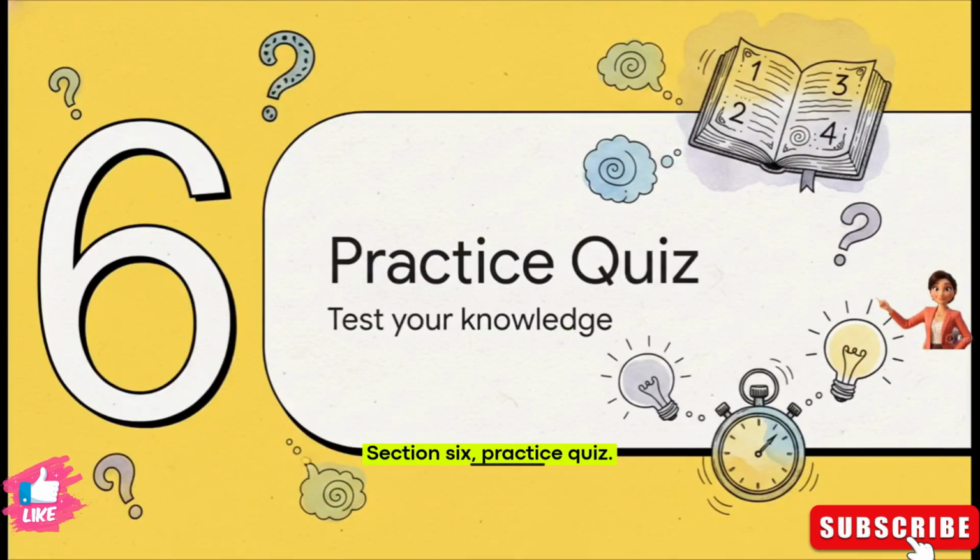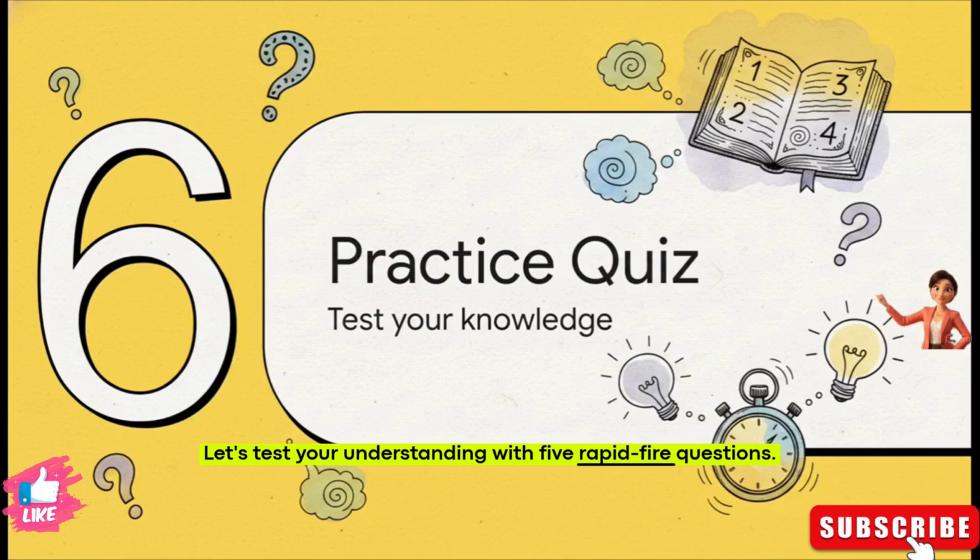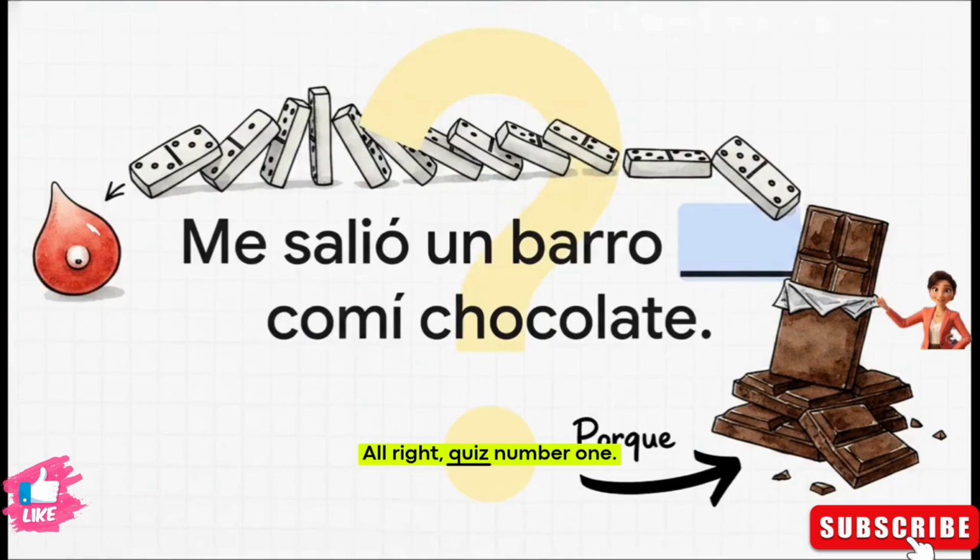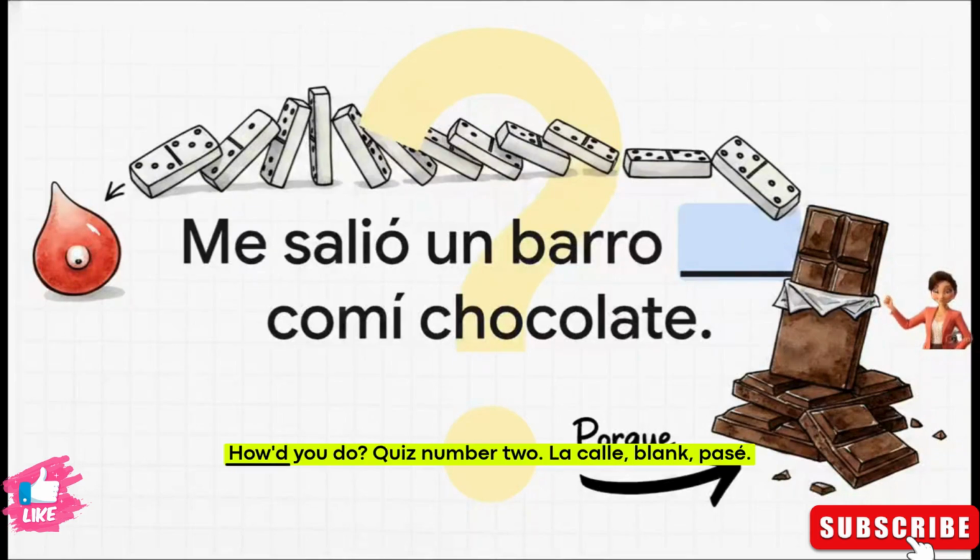Section 6, Practice Quiz. Let's test your understanding with 5 rapid-fire questions. All right, quiz number 1. Me salió un barro, blank, comí mucho chocolate. I got a pimple, blank, I ate too much chocolate. Have your answer? It's the domino effect. Porque, one word, no accent. Cause and effect. How'd you do?